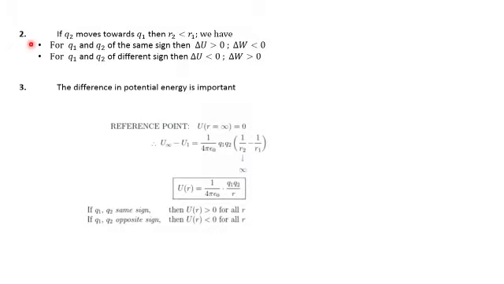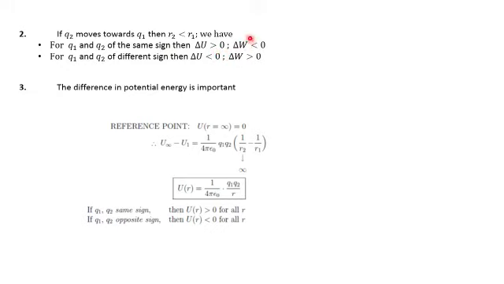The second point which we note from that relation is that if Q2 moves towards Q1, then R2 becomes less than R1, and we will have delta U greater than 0 and delta W less than 0. But this will be if Q1 and Q2 are of the same size. So why is delta U greater than 0?